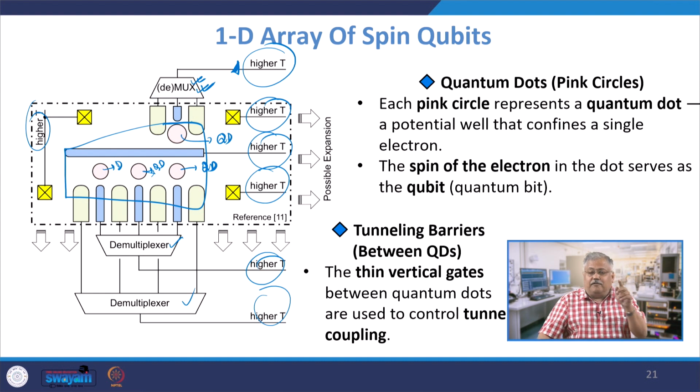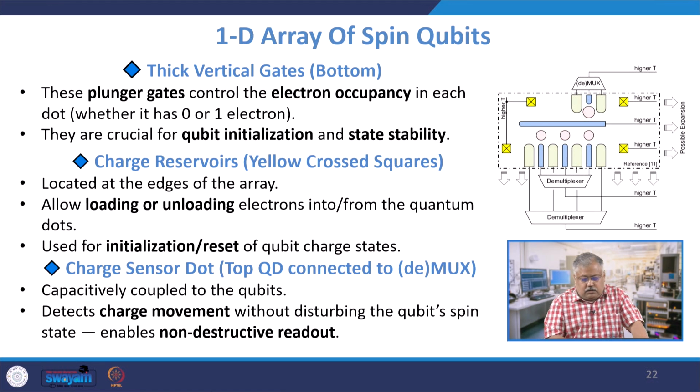That is the reason you have a mux and demux: using mux and demux, you can control which of the qubits you want the tunneling to happen in and which of the qubits you do not want the tunneling to happen in, and you can do it by an external potential which is coming from the DAC. Now there are thin vertical gates and there are thick vertical gates.